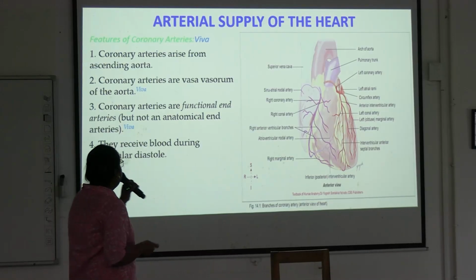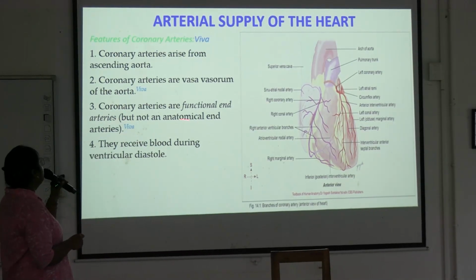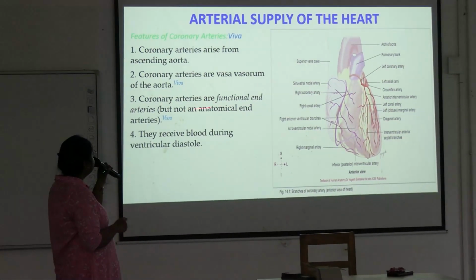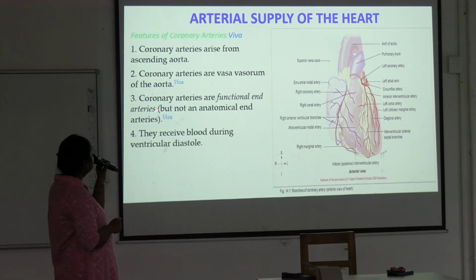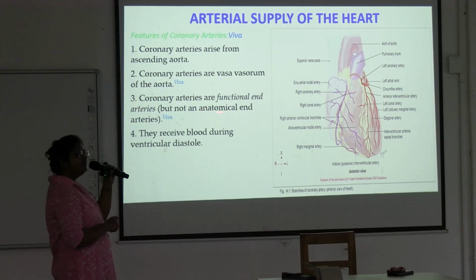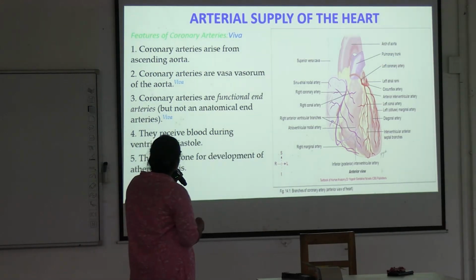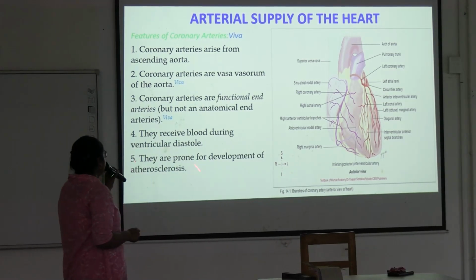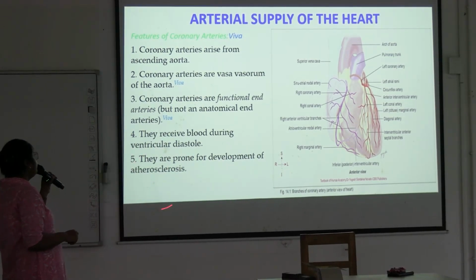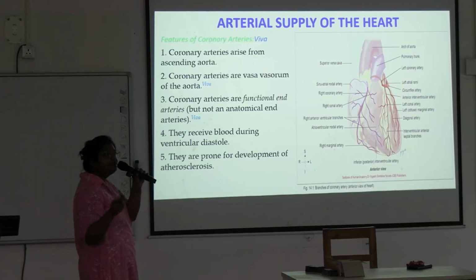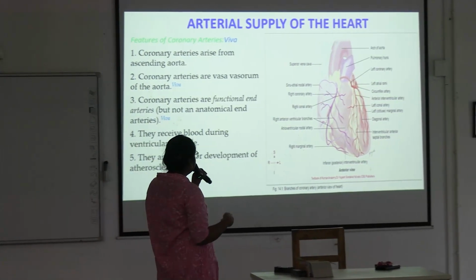Okay, and this is very important. This line very frequently comes in your Viva and MCQ: they are functional end arteries, but not anatomical end arteries. Okay, next. And they are prone to the development of atherosclerosis, deposition of lipid in the wall of the arteries.